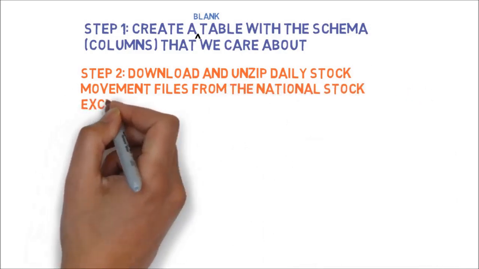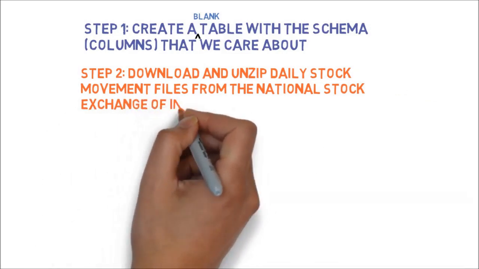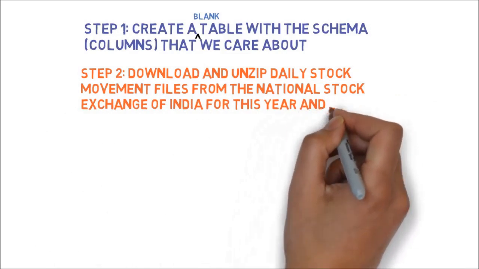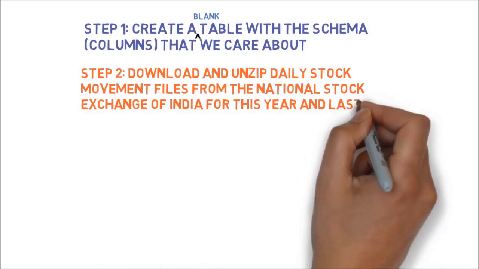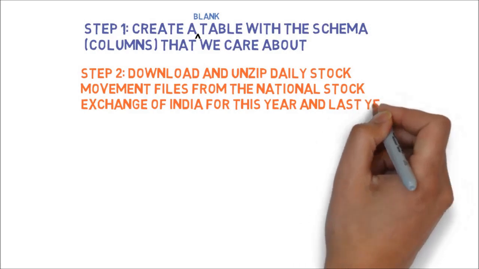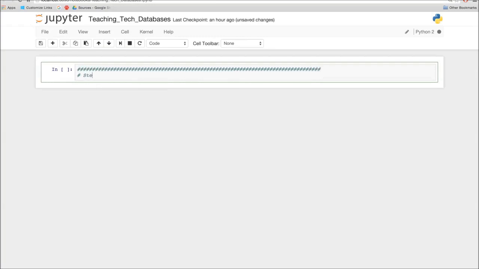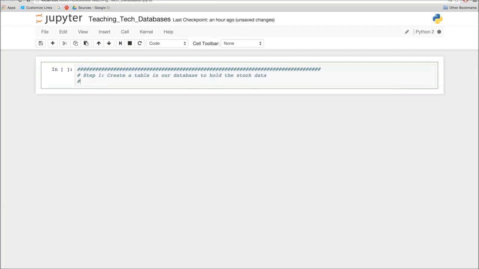You can do this so that you have a long enough history. Imagine that you are an independent trader. Imagine how useful it will be to have all these stock movements available to query at any time. So download and unzip all the daily stock movement files one time for both this year and last year. Then you can query it at any time. So let's get into step 1. As we already said, step 1 is to create a table with the schema that we care about.